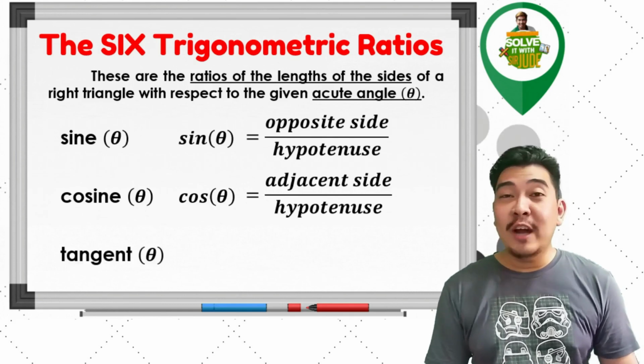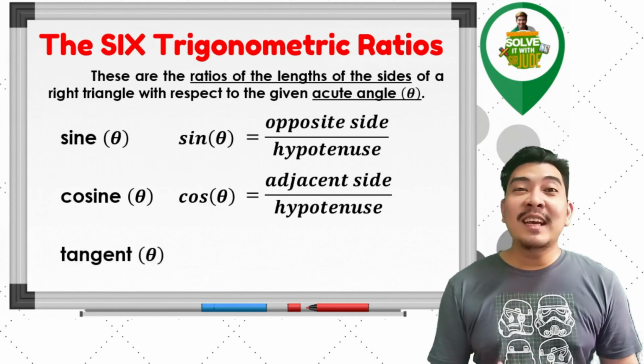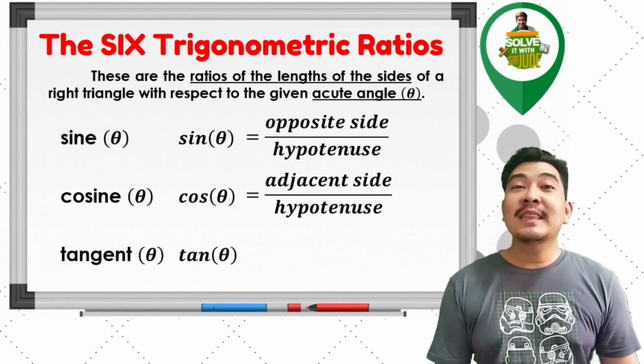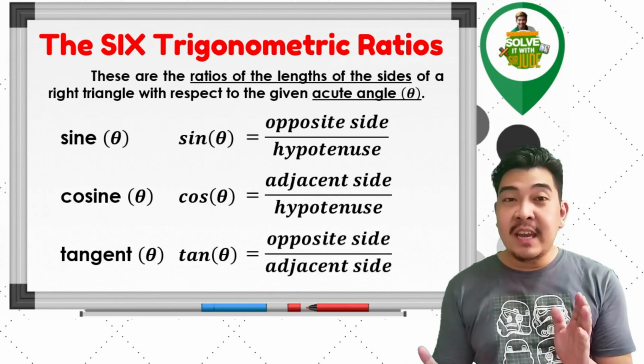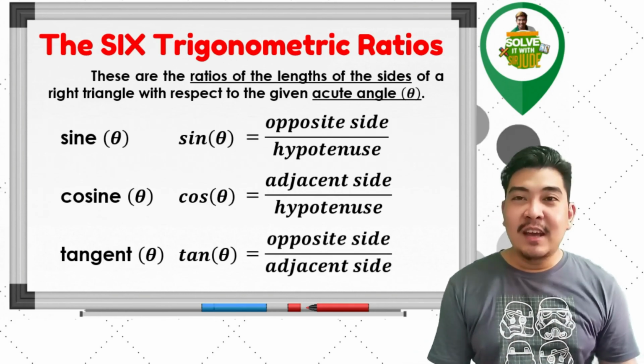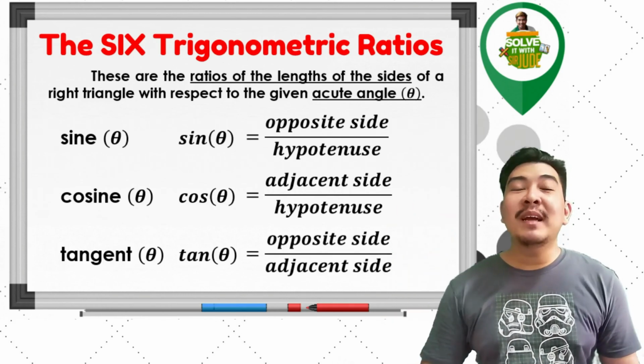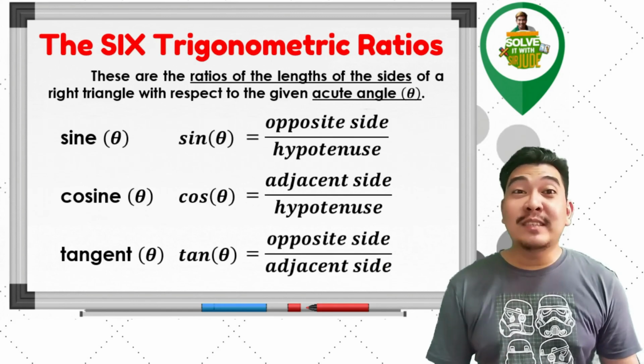And then the last one is tangent theta. Tangent theta can be shortened into tan theta. Okay? It stands for the ratio opposite side over the adjacent side. So these 3 basic trigonometric ratios have their reciprocals.